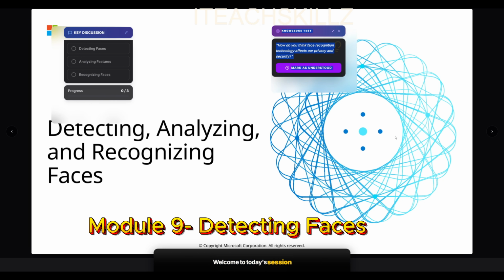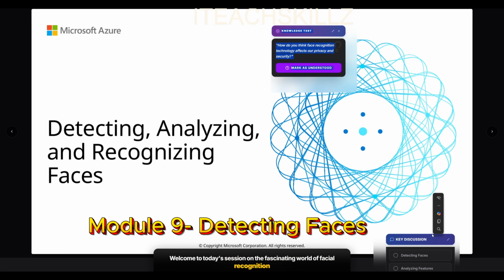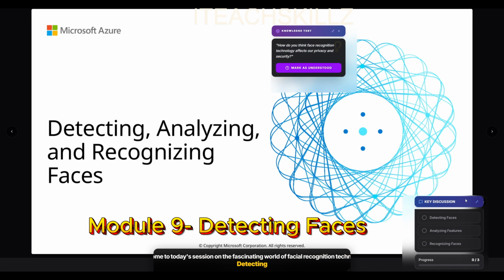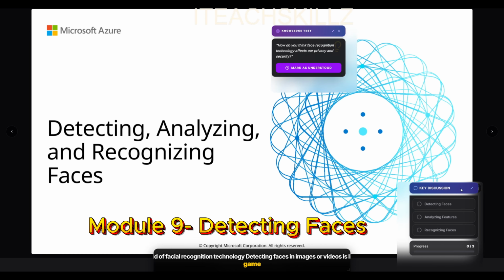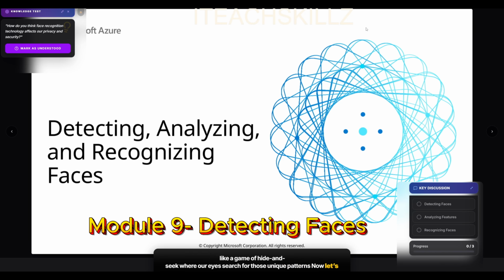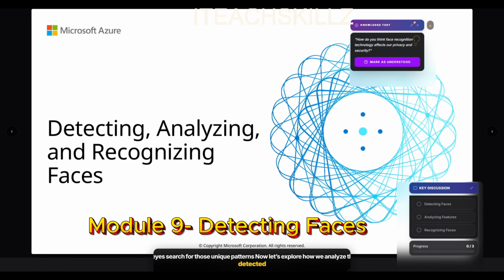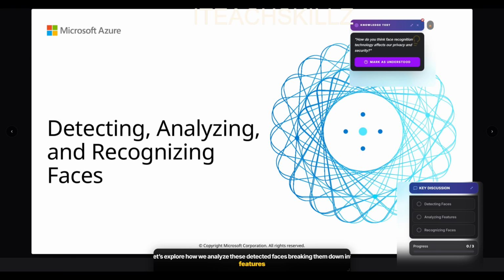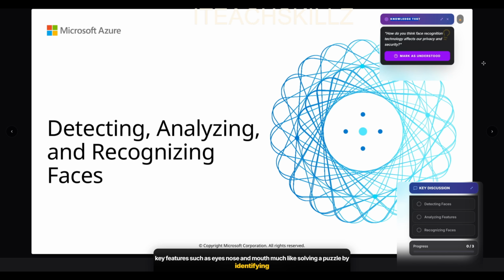Welcome to today's session on the fascinating world of facial recognition technology. Detecting faces in images or videos is like a game of hide and seek where our eyes search for those unique patterns. Now let's explore how we analyze these detected faces, breaking them down into key features such as eyes, nose, and mouth, much like solving a puzzle by identifying each piece's shape and position.